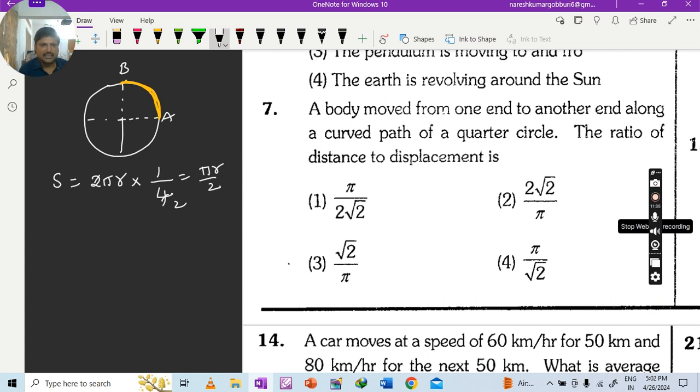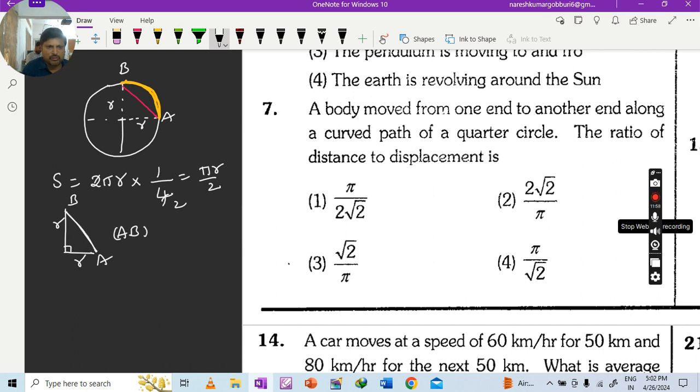So this is distance. Then find displacement. Displacement means the shortest distance from initial position to final position. This is displacement. Already we know this is R, this is R. Then calculate this one. This is a right angle triangle, this is A, this is B, this is R, this is R. Then use Pythagoras theorem.